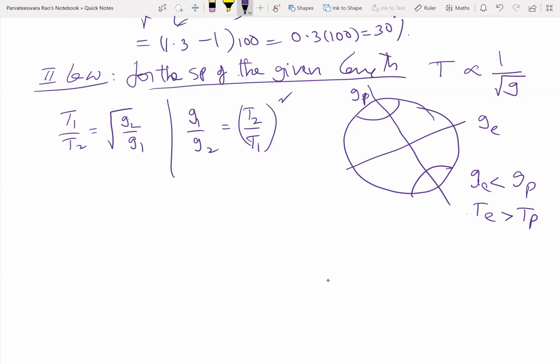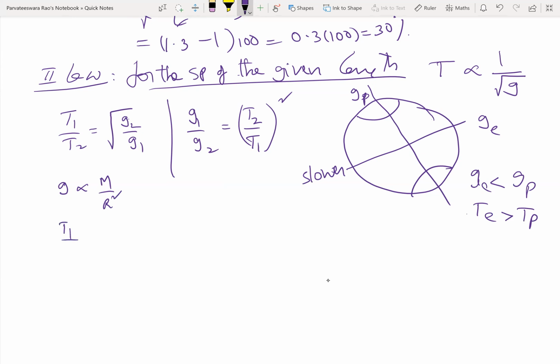Time period is more means the pendulum goes slower. The pendulum goes slower at the equator and goes faster at the poles. And you should be able to link the relations we got in gravitation. G varies directly as the m by r square.